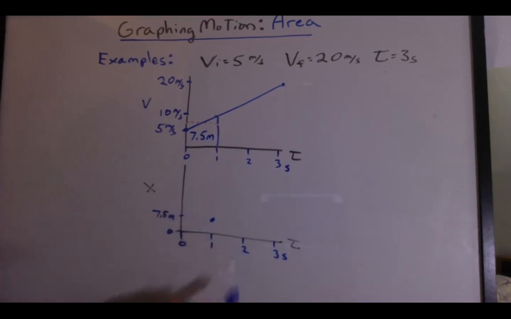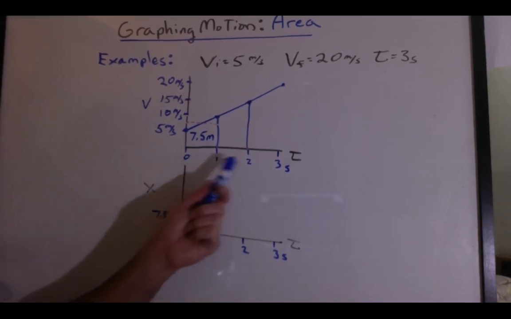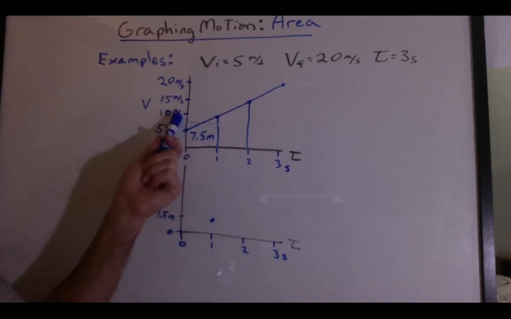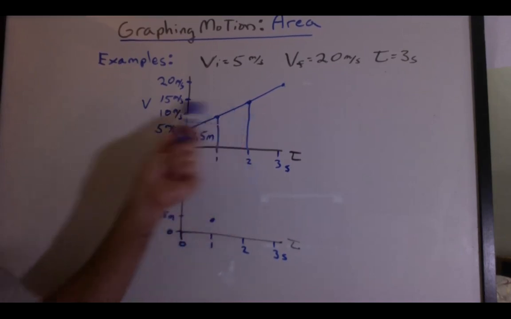Where am I at 2 seconds? At the beginning of this time interval, I'm at 10 meters per second. At the end of the time interval, I'm at 15.